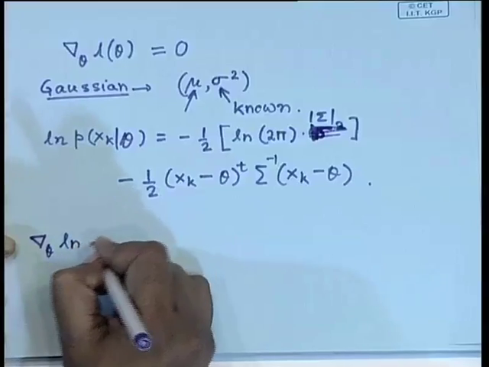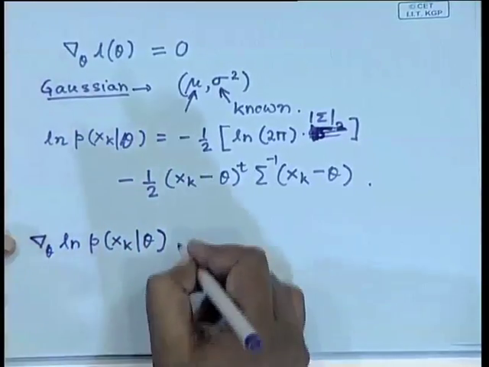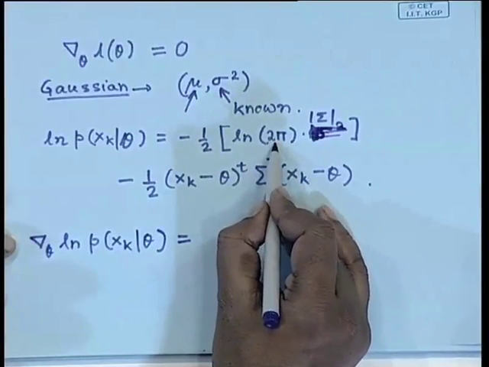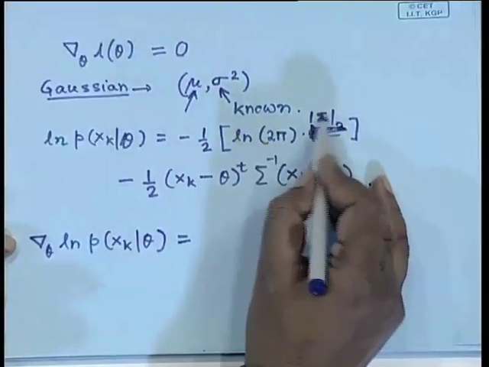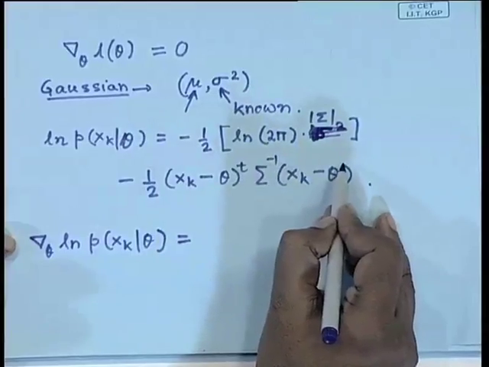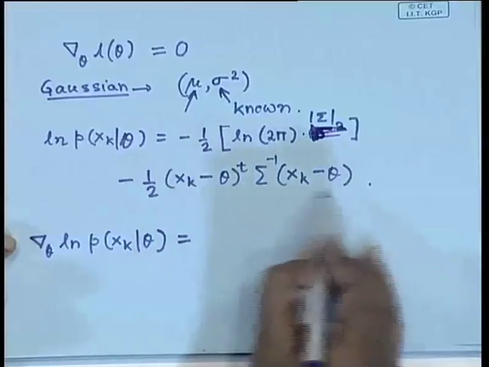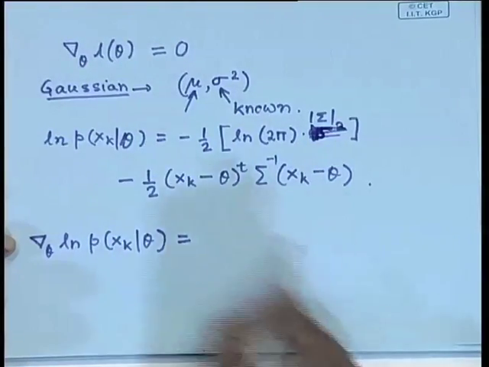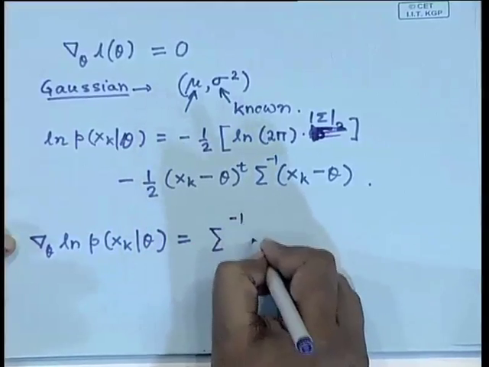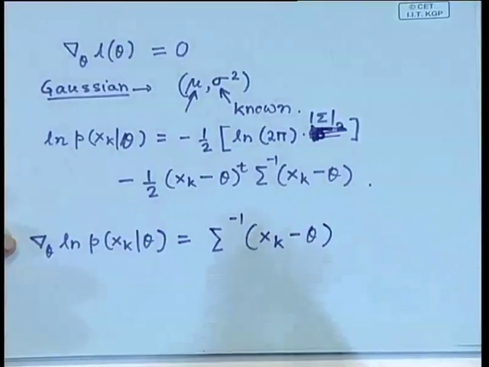the derivative with respect to theta of ln p(x_k given theta), this will be simply, you find that here this term is constant and our variance sigma square is known. So, this term is also known. Okay. So, if I differentiate, this term will be equal to 0. So, what I have to do is simply take the differentiation of this with respect to theta, which is a function of theta. So, if I differentiate this, it will simply become sigma inverse (x_k minus theta).